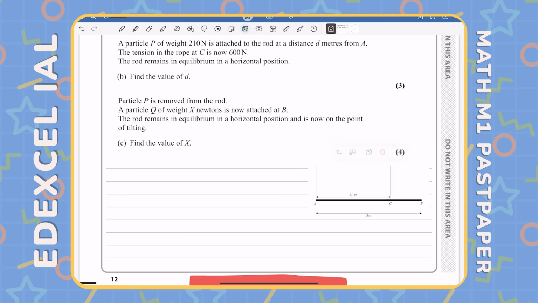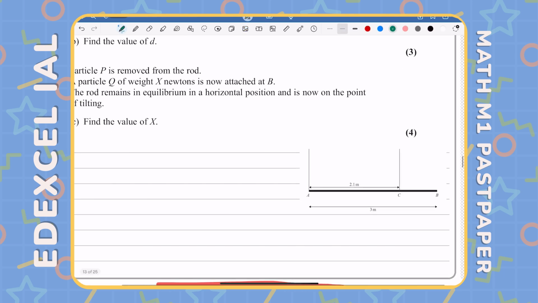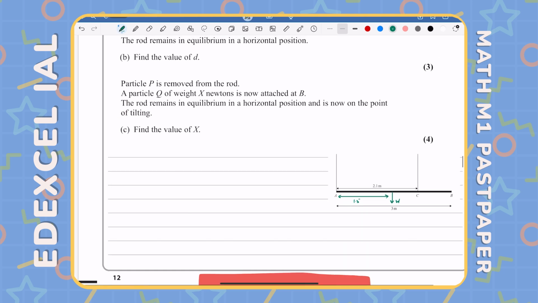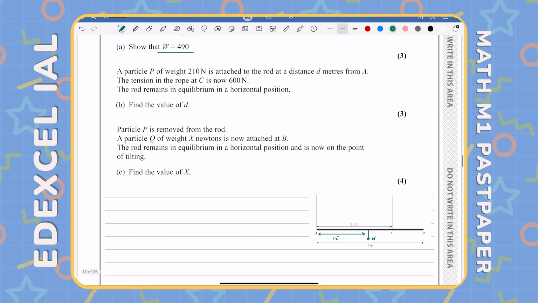Since it's a uniform rod as mentioned in the question, we know that the weight will be acting downwards from the center. And since it's acting from the center, that means it's going to be 1.5 meters from each side. Now what we're supposed to do is show that the weight is equal to 490. Notice that we are given the tension in this string, which is 350 newtons, but we're not given the tension in this.